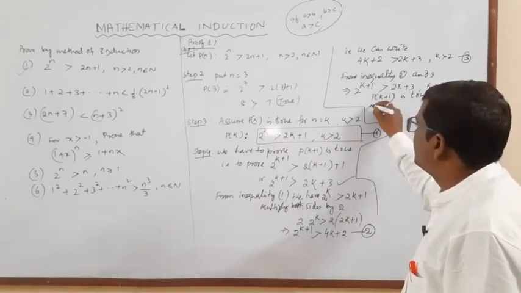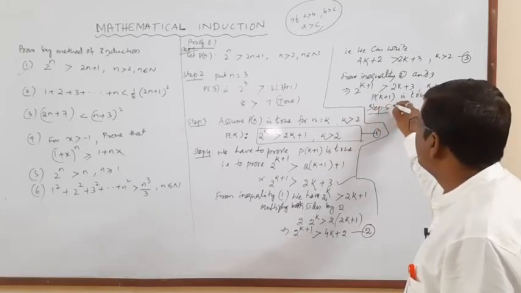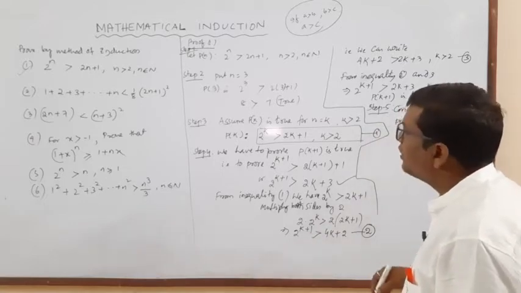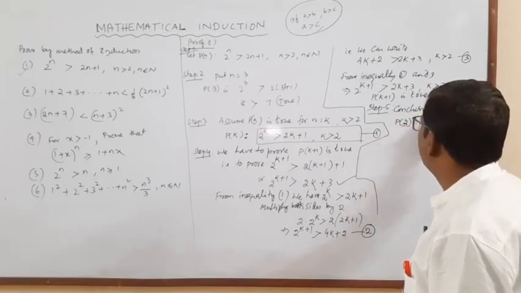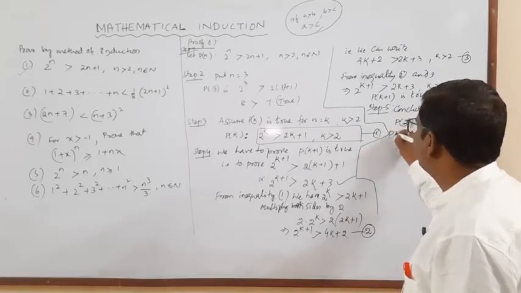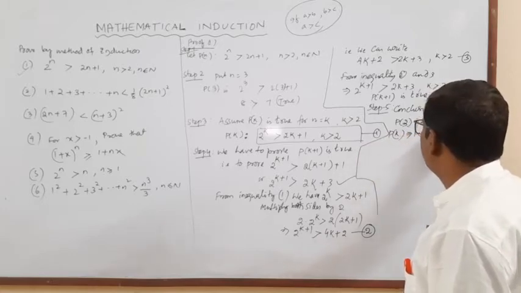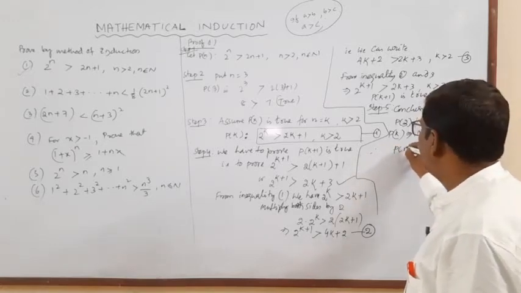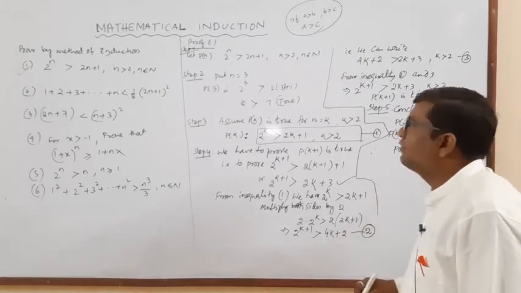Now, conclusion, that is what? Step 5, conclusion. P of 2, P of 3 is true, P of k implies P of k plus 1 is true. Therefore, P of n is true.